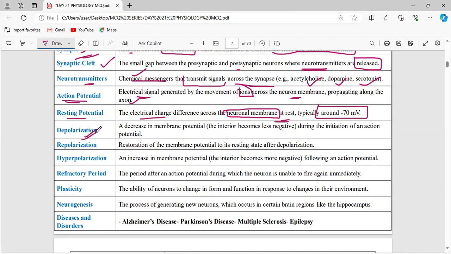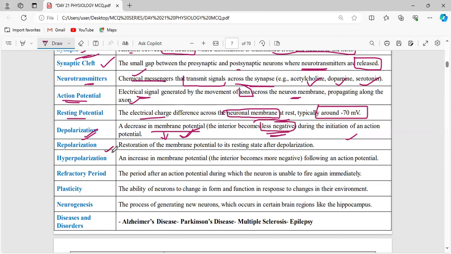Now, what is depolarization? A decrease in the membrane potential. It becomes less negative during the initiation of the action potential. When the electrical signal, the action potential, is generated, during the movement of the ions, at that particular point the membrane potential is decreased. Now, what is the change in this depolarization? When depolarization occurs, it becomes less negative.